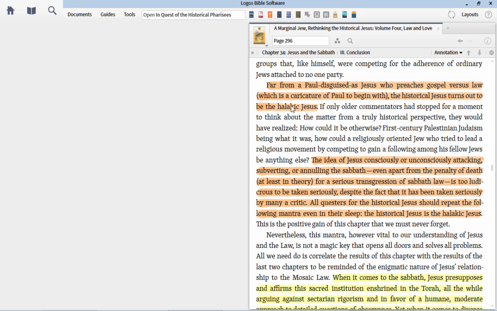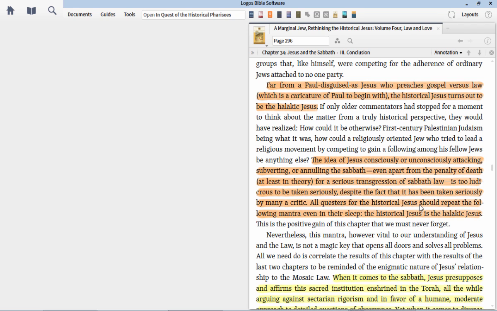Halakhic means what has to do with the law. And now, this is funny. The idea of Jesus consciously or unconsciously attacking, subverting, or annulling the Sabbath, even apart from the penalty of death, at least in theory, for a serious transgression of Sabbath law. This idea of Jesus attacking or annulling the Sabbath is too ludicrous to be taken seriously. Well, despite the fact that it has been taken seriously by many a critic. For many scholars, Jesus cancelled the Sabbath. But that's just too ludicrous. How can people even think that?